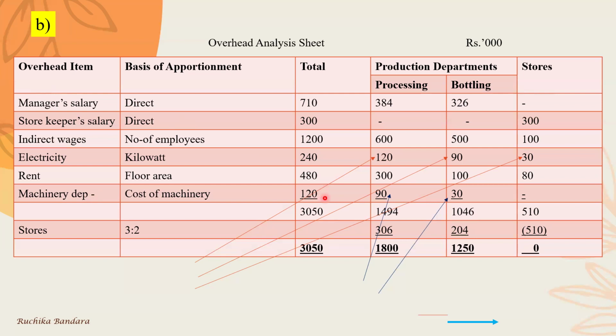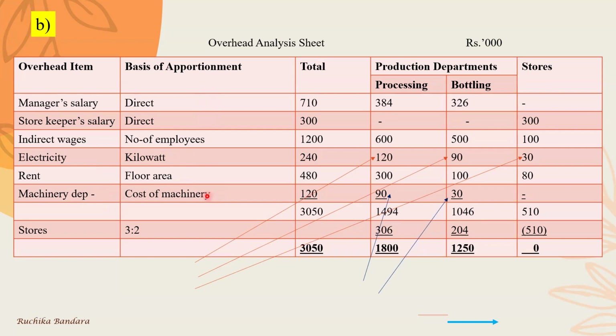Then when you look at the additional information, you can get the proper basis. Overhead apportionment basis and other relevant information: floor area, kilowatt hours, number of employees, machinery cost. These are the 4 things that you have to consider for each and every overhead item. So when it comes to indirect wages, your basis is number of employees. You're paying for employees' wages. Electricity, the basis is kilowatt. Rent, floor area, you are paying for the whole area. And machinery depreciation, the basis is cost of machinery.